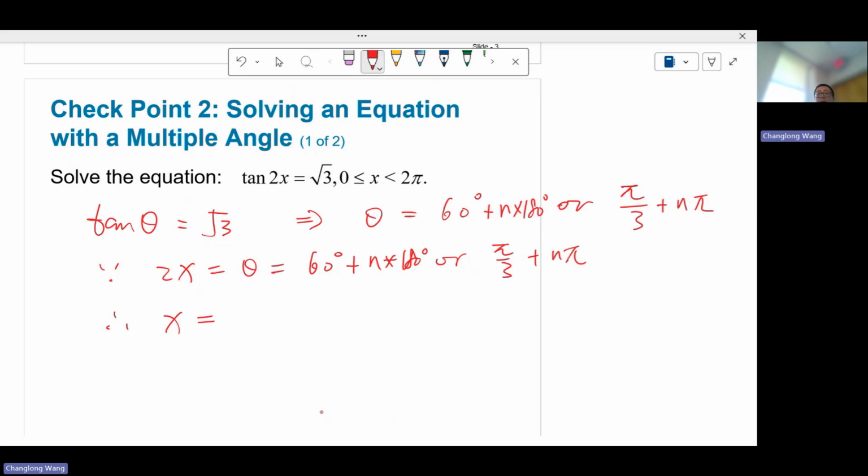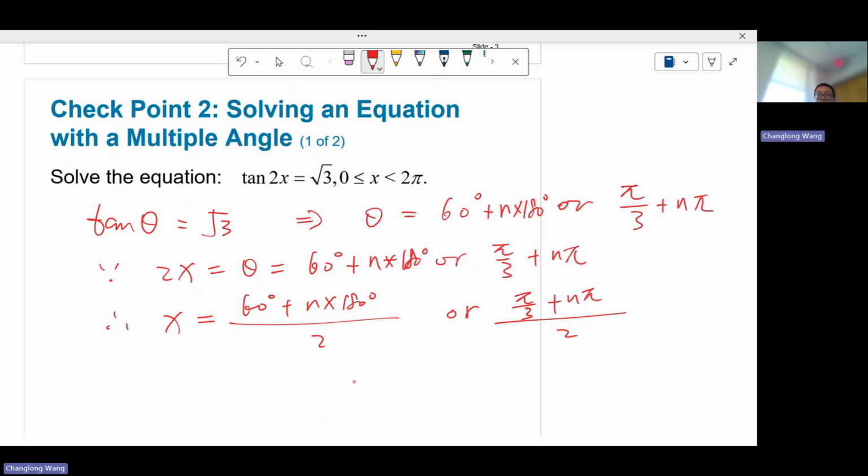How would you get x if 2x is given already? You would divide out the 2, right? That's exactly what you do. So it will be 60 plus n times 180 degrees over 2, or pi over 3 plus n pi, over 2.